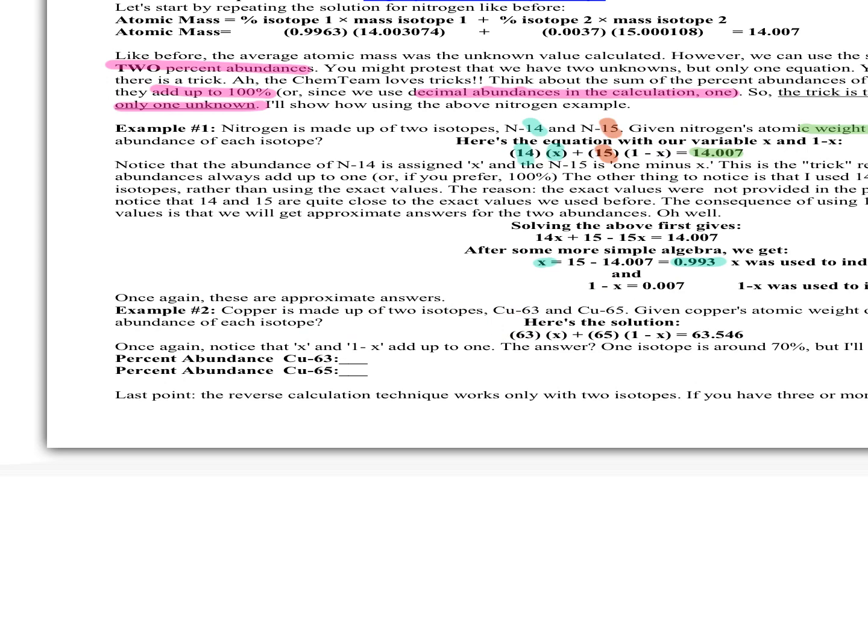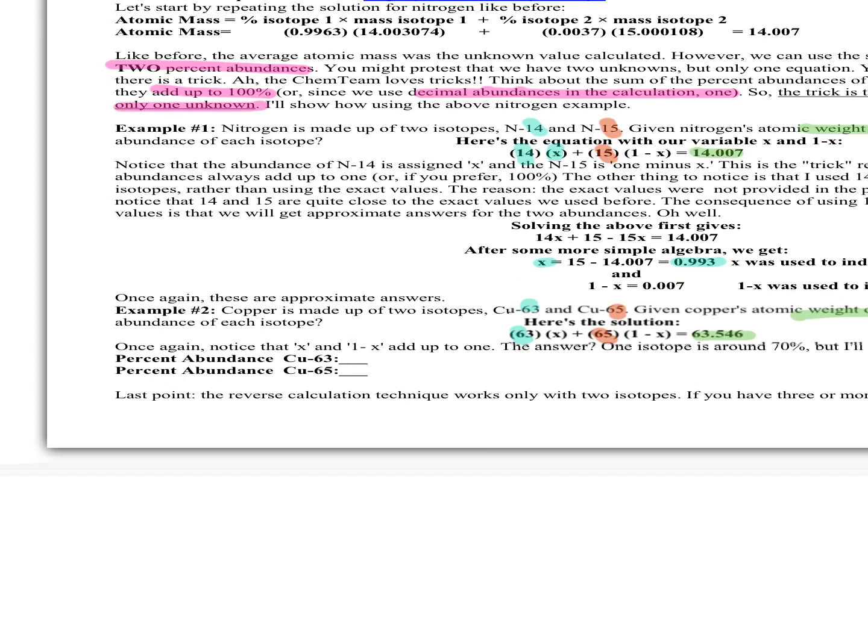Copper is made of 2 isotopes. Copper 63. Plug that in like we know. Copper 65. Plug that in like we know. With an atomic weight of 63.546. Plug that in. For my first unknown, I put x. For my second unknown percent, I put 1 minus x. When you solve for x, that will give you your percent of copper 63.